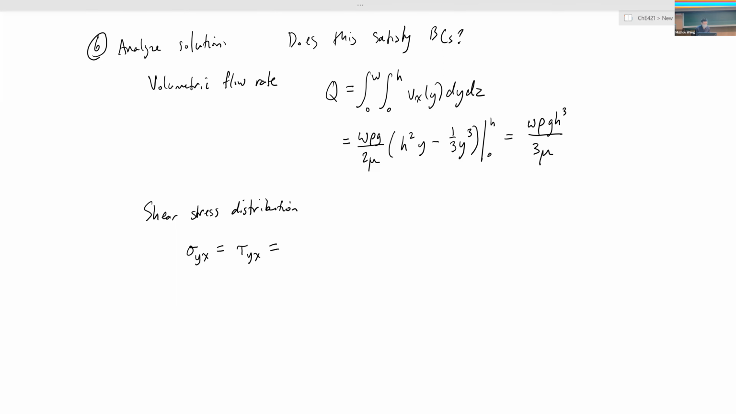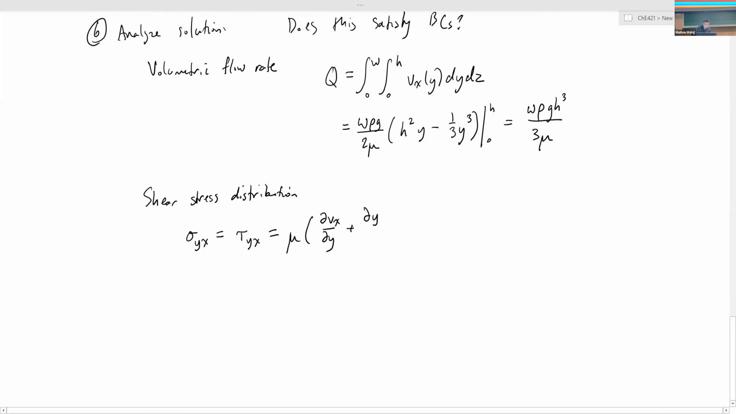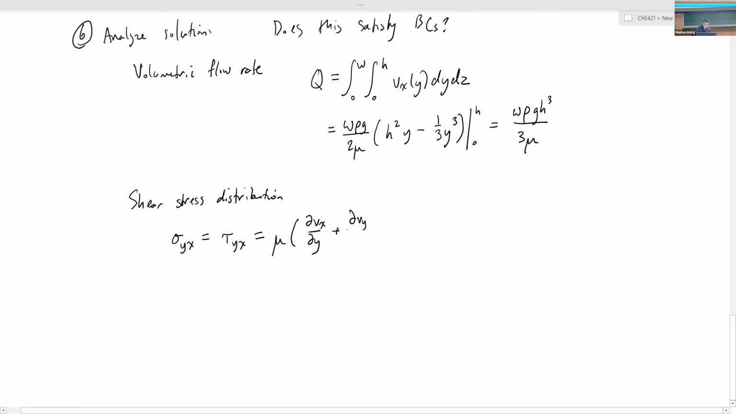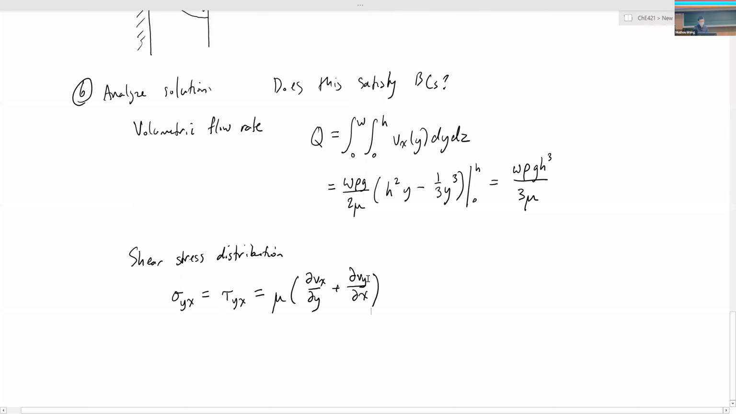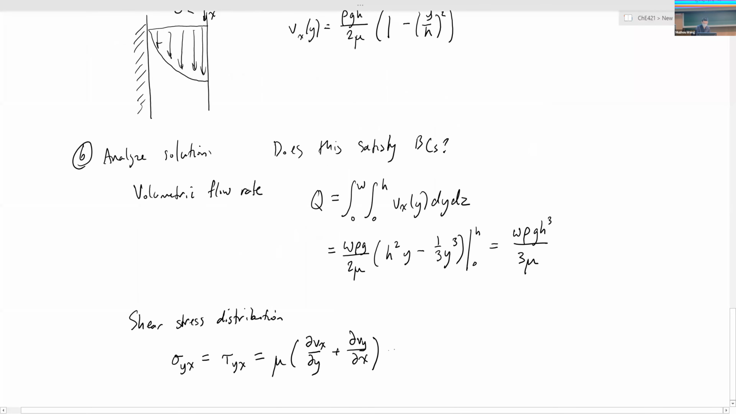And according to Newton's law of viscosity, this is just mu times dvx/dy plus dvy/dx. And so in this particular problem, we don't have a vy, so we don't need to worry about the second term. This vx right here, we can calculate from this. Okay, so it's just taking a derivative of this with respect to y. If you do that, what you will find is that the shear stress distribution looks like rho g y.